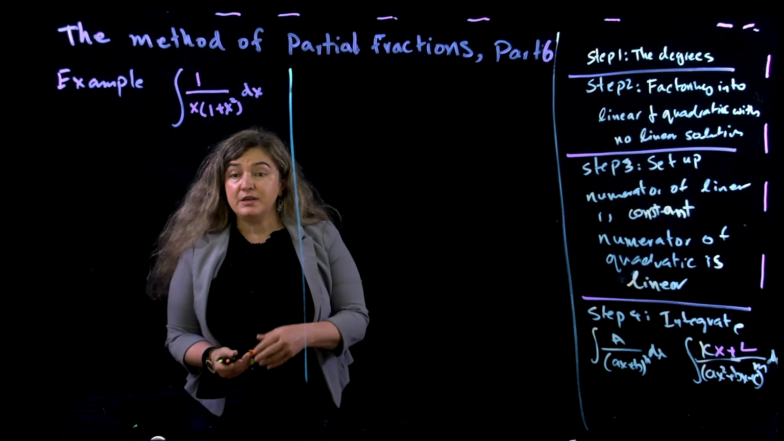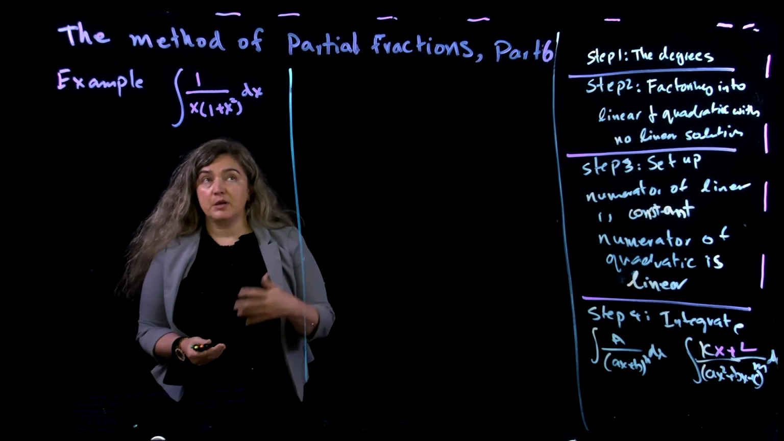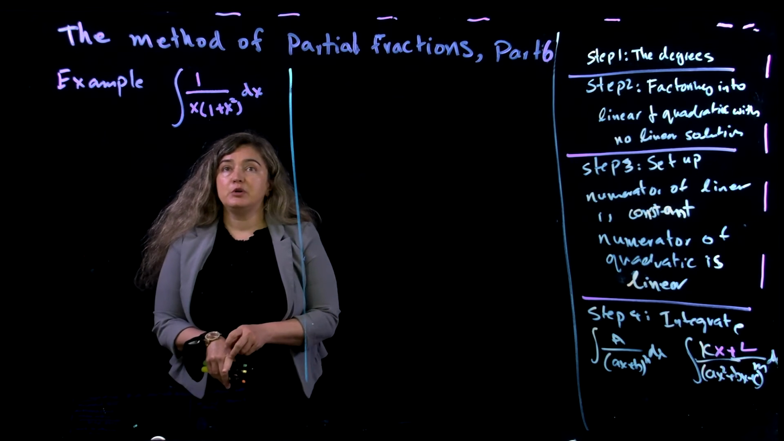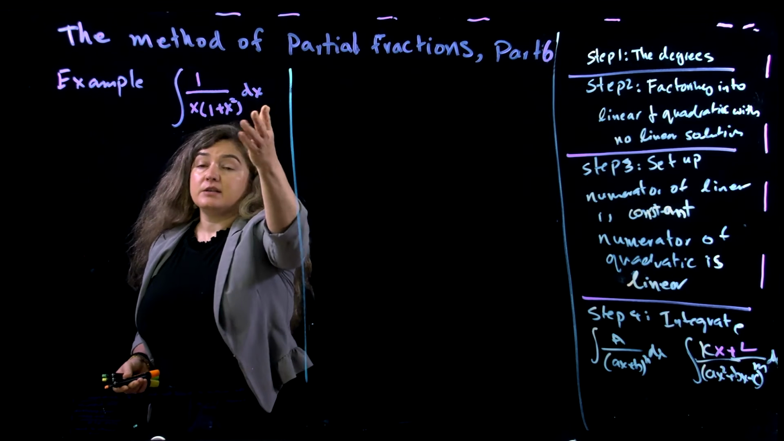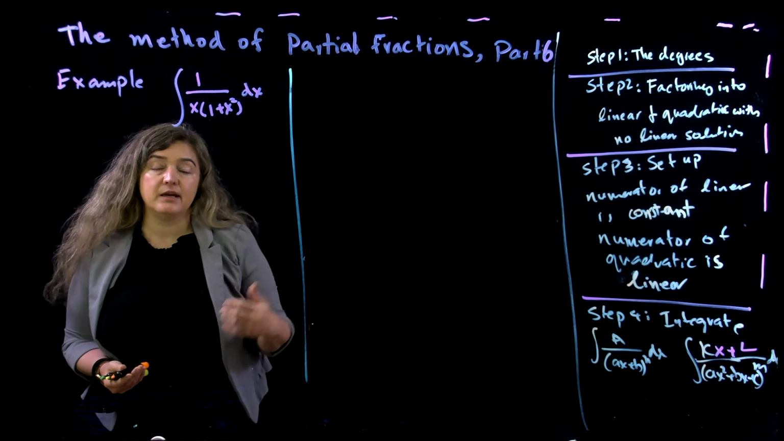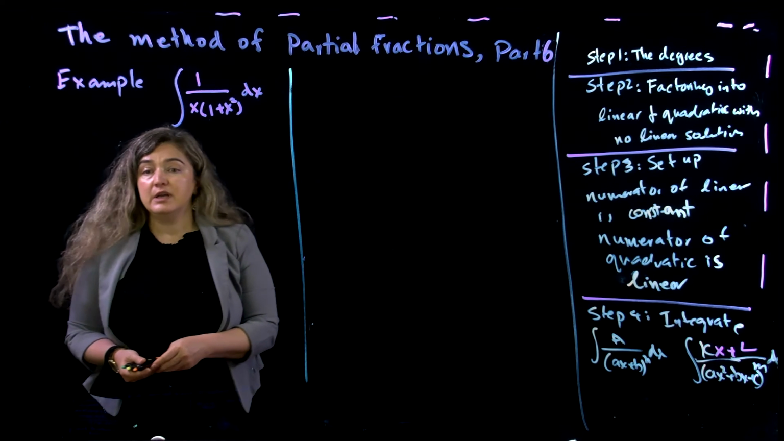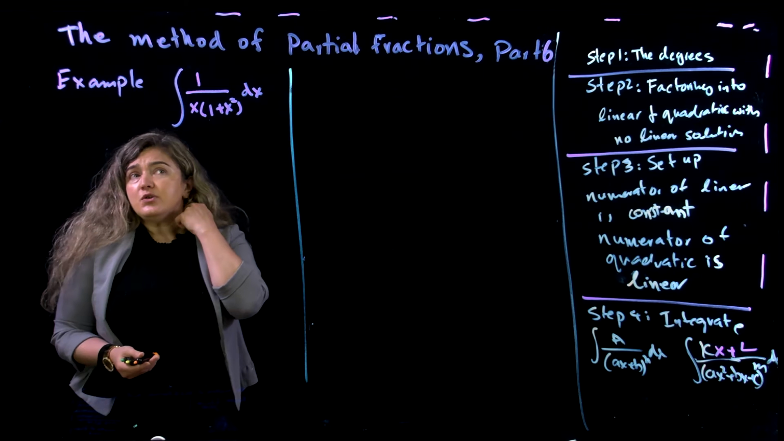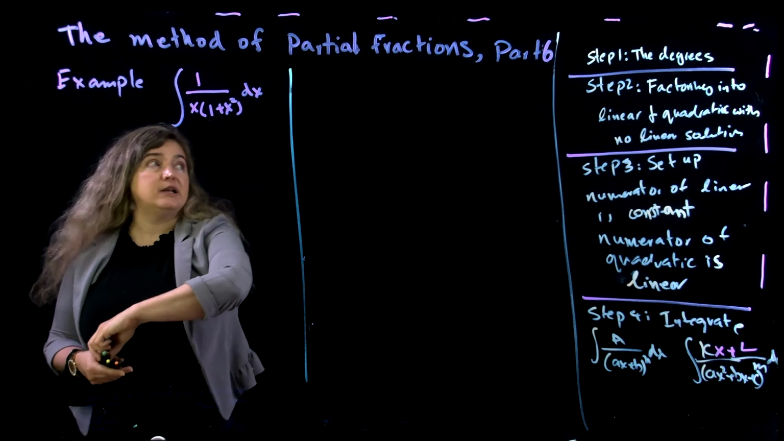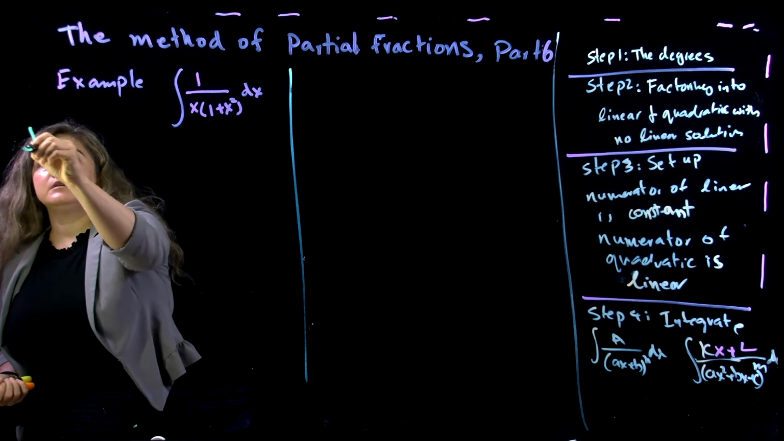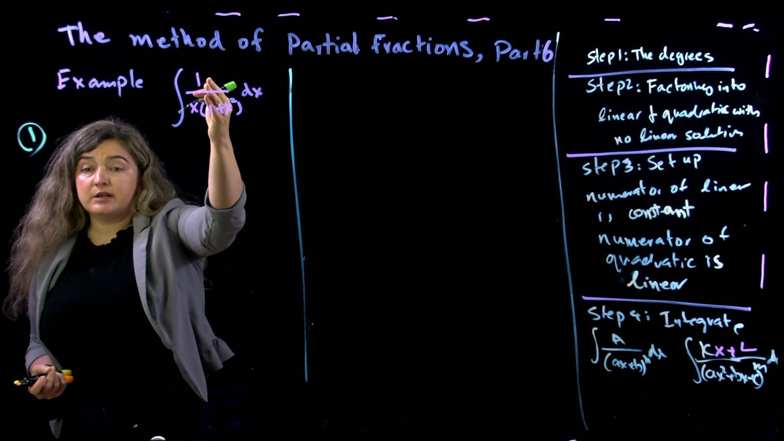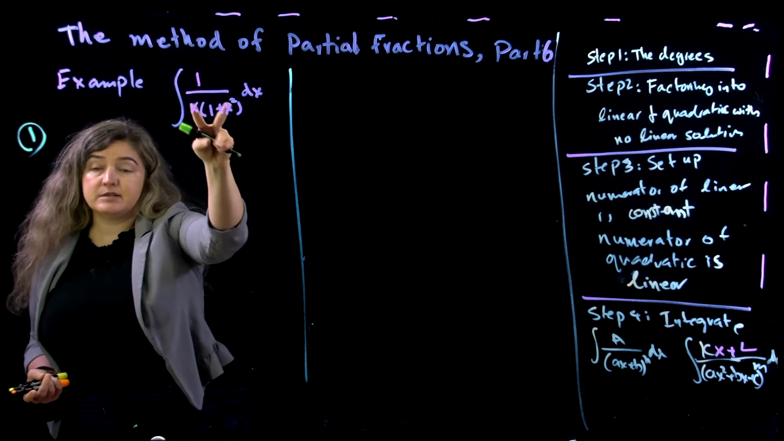So we're continuing on methods of the method of partial fractions, and this time the example is 1 over x times 1 plus x squared. That's the integrand that we're trying to attempt. So the question is, have we done step 1? And step 1 is done. The degree of the numerator is 0, the degree of the denominator is 3.